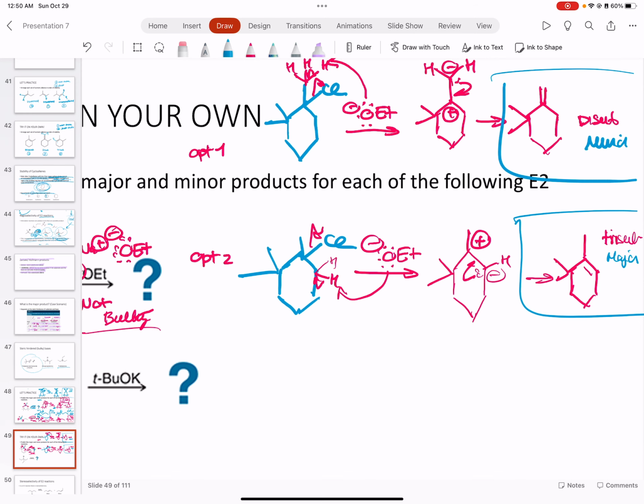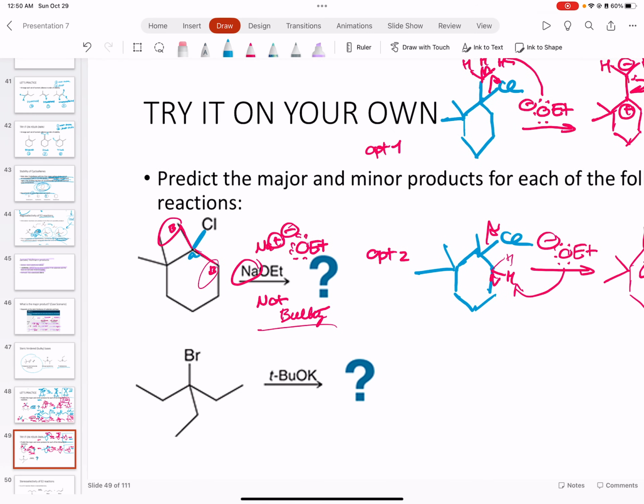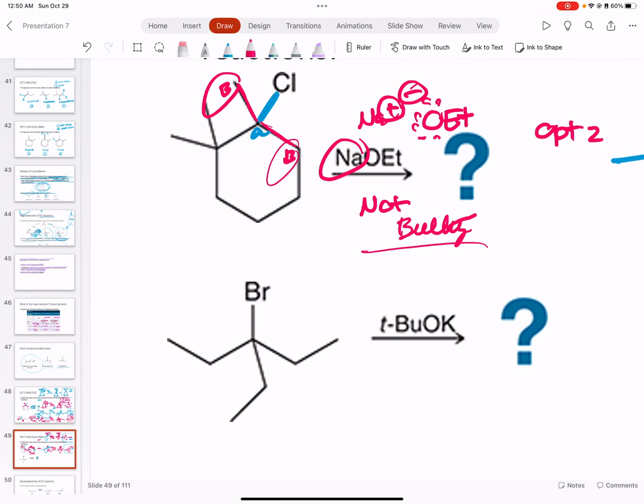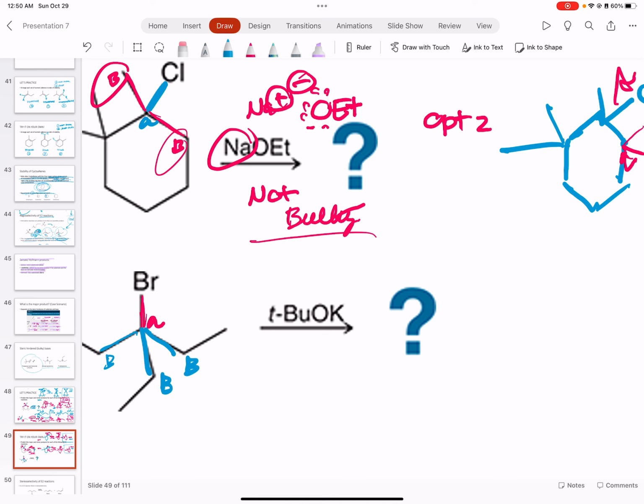Okay, perfect. Hopefully you got that one right. And then we can look at this one. You're going to find that this one is a lot easier because all of the beta positions look the same, therefore we only have one product and it's our only product. So we have 1 alpha and we have 3 beta, but if you look at it, they're all the same. So we only really need to take 1 hydrogen from one of the beta positions.